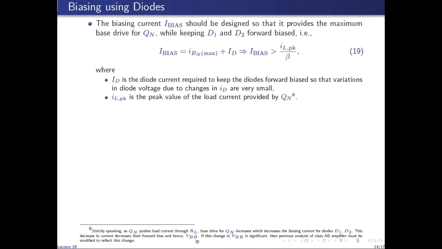So VBB may not be constant if these changes in the diode voltage, due to the change in diode current induced by the change in the base drive of Qn, are significant. If this change in the base-to-base voltage is significant, then VBB will not be constant anymore, and hence we need to analyze the class AB amplifier in this situation again to reflect this change in the base-to-base voltage of Qn and Qp.